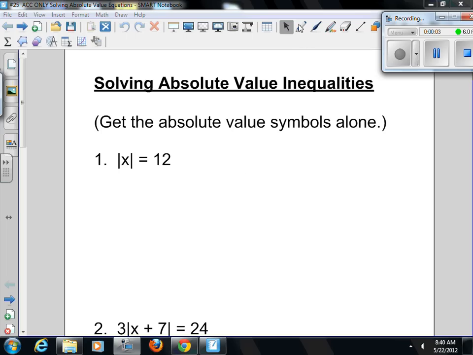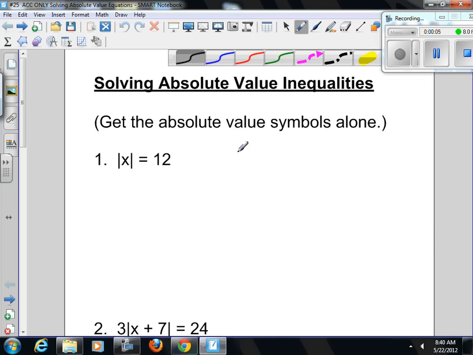Today's video is about solving absolute value inequalities, and our goal on each of these problems is to get the absolute value symbols alone. So in this particular problem, we have that situation. Absolute value of x equals 12.